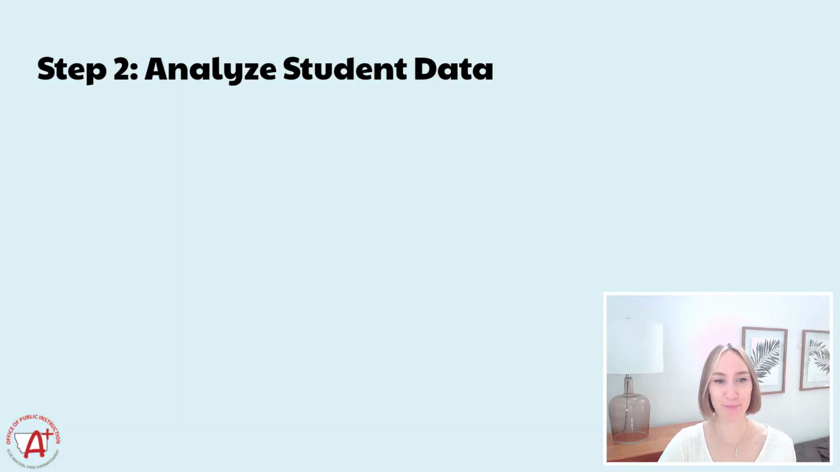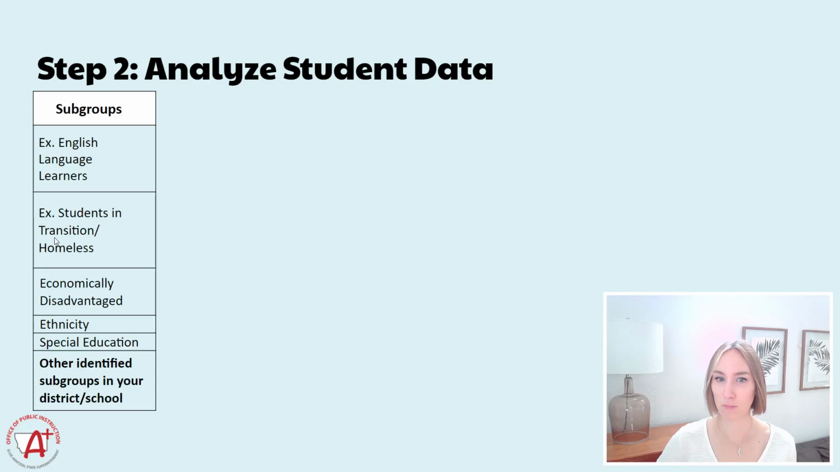Now on to step 2. In this step, we're beginning to analyze student data. Keep in mind that if you have multiple school groups identified as comprehensive support and improvement, such as an elementary school and a high school, you will need to write plans for each school. Let's look at each component of this table and an example.